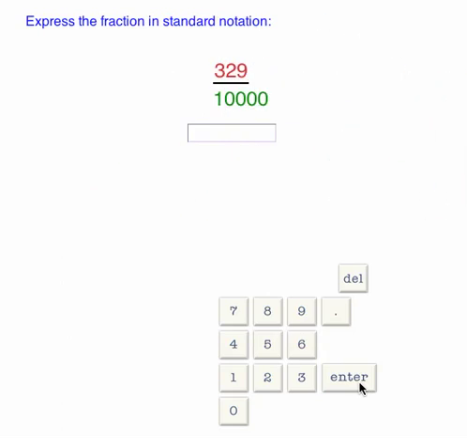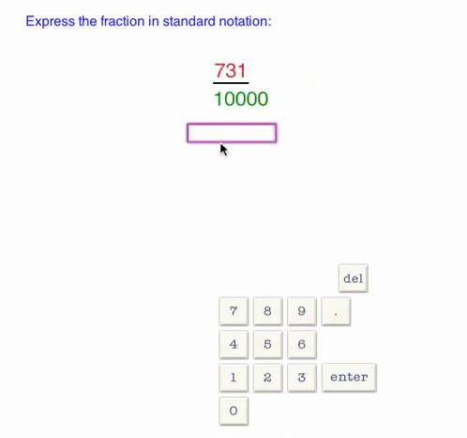Okay, this one's going to be a little bit more interesting. The 9 is going to have to end up in the 10 thousandths position. If we just write 0.329, that would be 329 thousandths, but it should be 329 10 thousandths. So we need to put a 0 here, and then 329. That puts the 9 in the 10 thousandths position. Tenths, hundredths, thousandths, 10 thousandths.